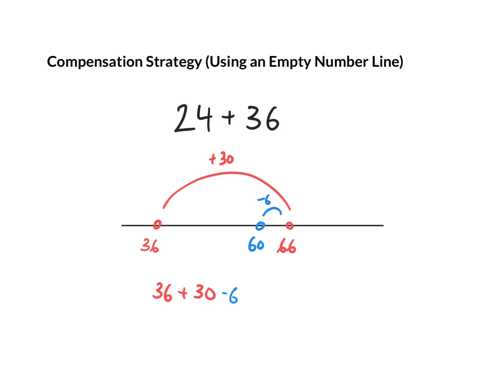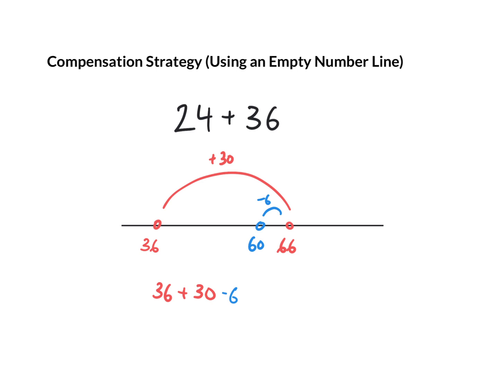Now I'm at 66. Now, in order for the number sentence to be true, I need to get back to that 24. So I've taken 6 away and I've gotten back to 60. What I've done here is I've used the compensation strategy. Instead of saying 24 plus 36, I'm saying 36 plus 30, take away 6. So let me say that again. Instead of saying 24 plus 36, I've said to myself, I want to use 30 plus 36 and then take away 6 later on to make sure that I still have a number sentence that is true.